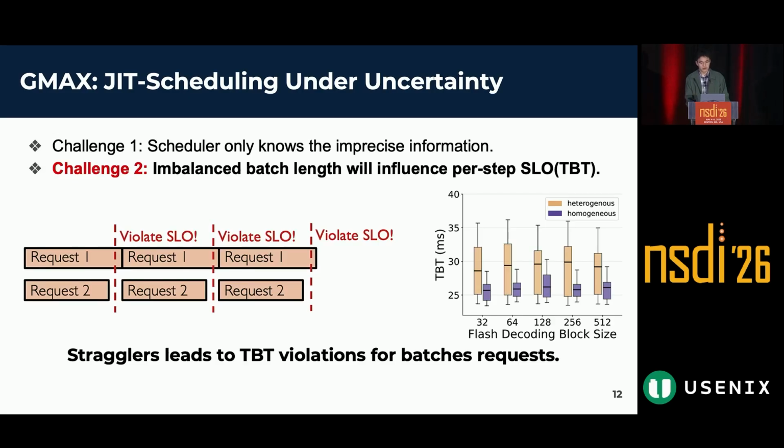Second, our experiments show that batches with mixed input lengths deliver significantly higher TBT than homogeneous batches, even with state-of-the-art kernel designs like flash decoding. So the scheduler must simultaneously optimize for goodput and batching efficiency. These 2 objectives are not always aligned, forming a 2-dimensional scheduling challenge.